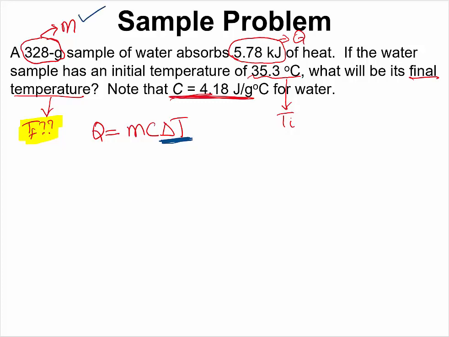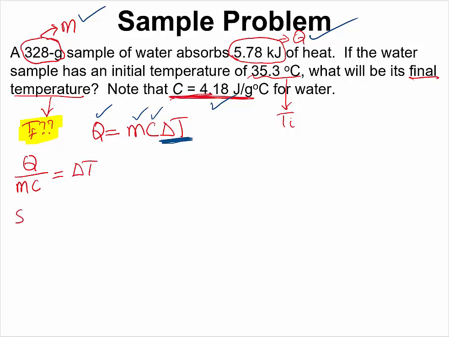How do we find delta T? Well, we know the mass, we know the quantity of heat, and we know the specific heat capacity. So Q is known, M is known, C is known. We can easily find delta T, being the only unknown. Let us isolate delta T from that equation. Divide both sides of the equation by mc. Q divided by mc will be equal to delta T. Plug in the values that we already know.